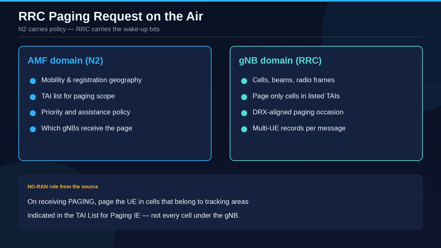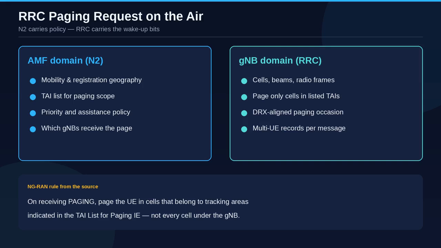Why this split between N2 and RRC? Because the AMF understands mobility and registration geography, while the gNB understands cells, beams, and radio frames. N2 carries the policy and the scope. RRC carries the actual wake-up bits the idle UE can receive without an RRC connection. If the UE does not answer, maybe it moved, maybe the radio was blocked, the network may retry according to operator paging strategies. Those strategies are exactly where policy differentiation and priority come into play later.